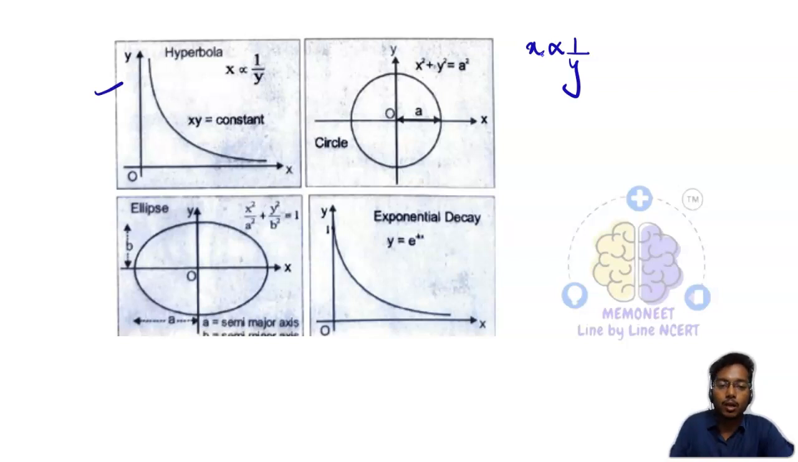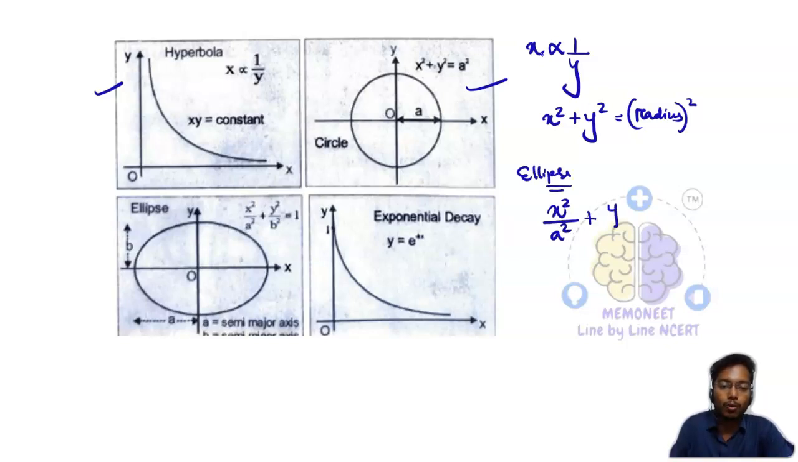When we have circle, we know that our basic formula is x square plus y square is equal to radius square. Okay, so we have the graph here. And in the ellipse, we know that x square upon a square plus y square upon b square is equal to 1. Here a and b are the semi-major axis and semi-minor axis. This is semi-major axis and this is semi-minor axis. This expression is for ellipse. We'll have the graph here.